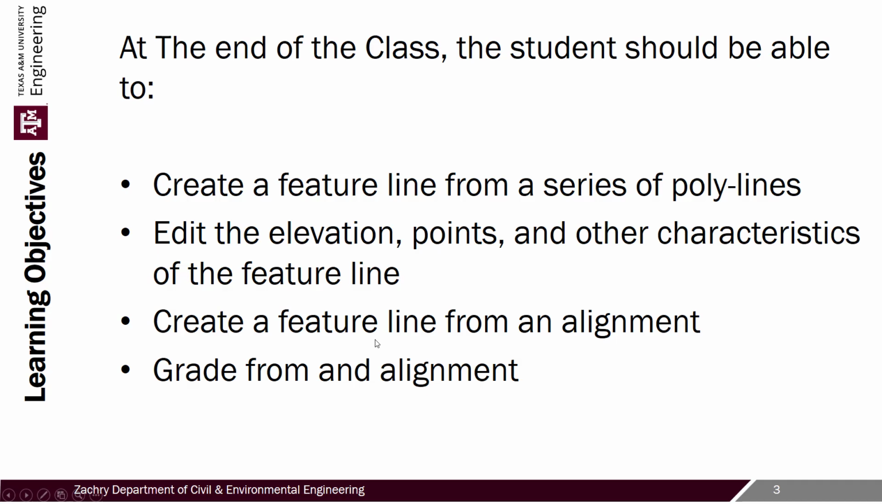By the end of the class, you should be able to first create a feature line. It's not really hard to do. We're going to make a polyline and convert it to a feature line, but I want to explain some of that beforehand and let you know how to do it. The other thing I want to do is edit the elevation points and show you how to do that so you're comfortable changing them. That's going to be important whenever you're doing grading, knowing the elevation and knowing what you want to do with that number. The third thing we're going to do is create a feature line from the alignment, and then we'll create a grading from the alignment. By the end of the class, you should be able to do all these things on your own. All right?